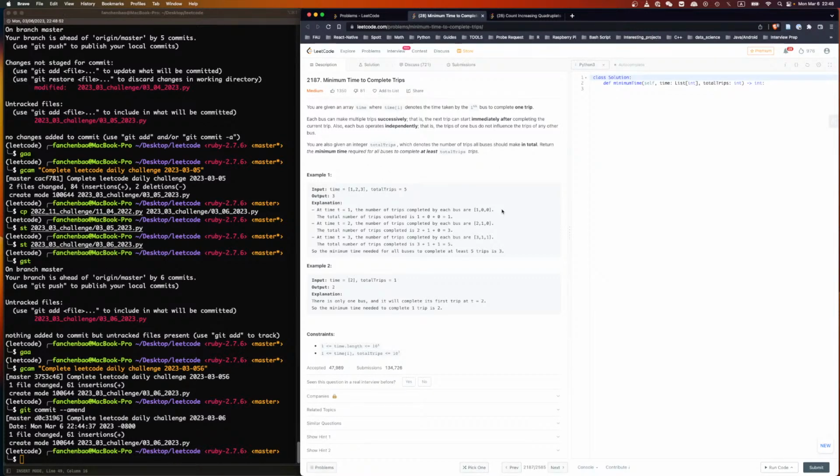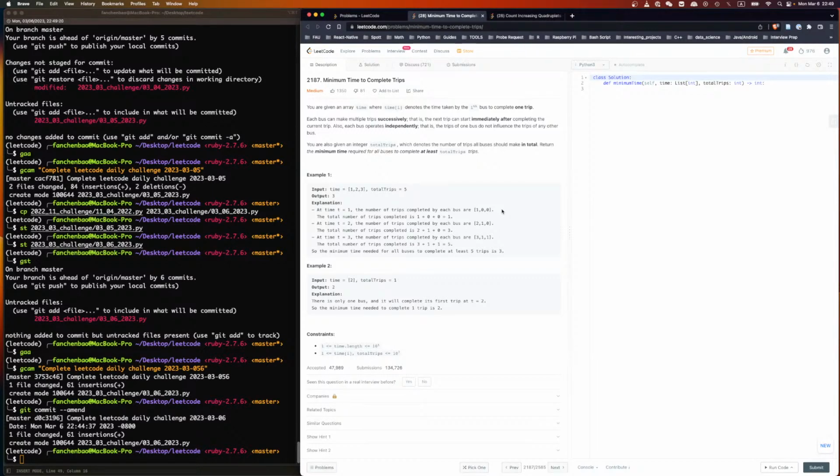Okay. The minimum time required for all buses to complete at least total trips. So at time 1, the number of trips completed by each bus are. At time 2, the number of trips completed is. At time 3, the minimum time for all the buses to complete. Hold a second. Let me do this one more time.